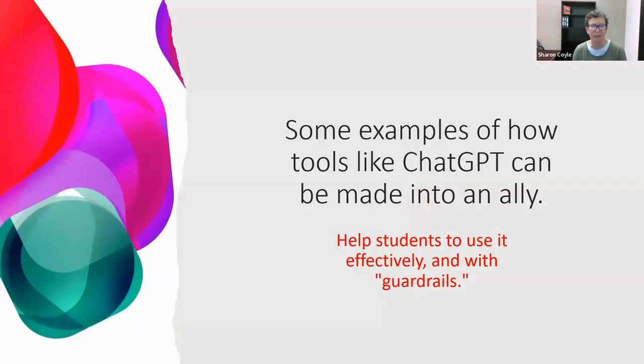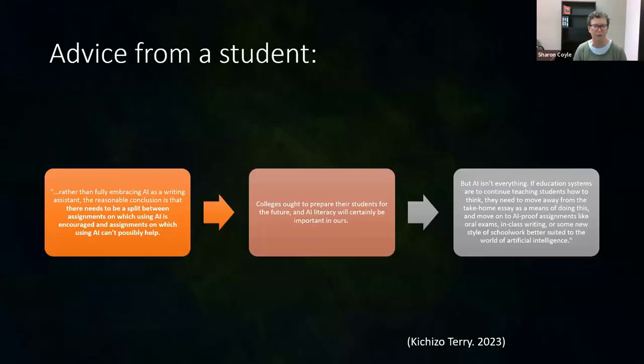So we're moving on to some examples of how tools like ChatGPT can be made into an ally, since we would like to say don't use it, but it's going to be used. So here are three thoughts about that. I've got one from a student, one from a teacher who's here in the workshop, and several pages from me, because I used it. I asked my students to use ChatGPT in the EDI course this winter. So you want to help students to use it effectively and with guardrails. So this is from an article, and it's listed in the references.